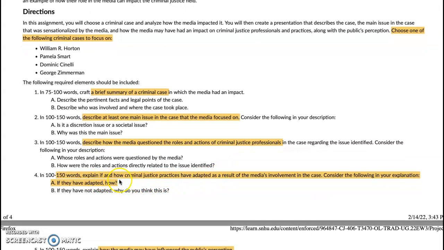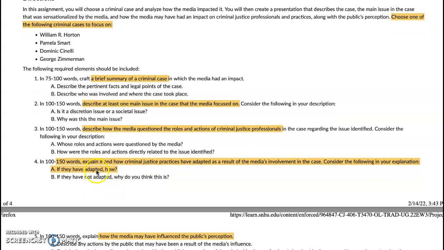And then finally, you're going to explain if and how criminal justice practices have adapted as a result of the media's involvement in the case. And so that was pretty clear in the Cinelli case and the Horton case, because these are both out of Massachusetts and dealt with the parole board. And so the findings were that in terms of the Massachusetts parole board, even today they are not as likely to release certain people on parole because of the backlash that they received in the Horton case and the Zimmerman case. All right, but each of these cases has some aspect to it and the media's influence and how things might have changed as a result of that.